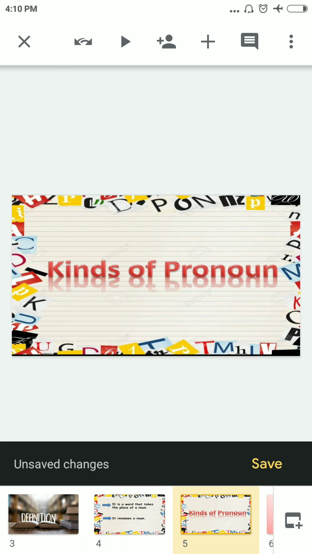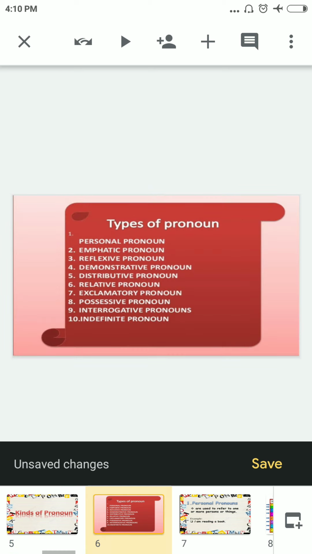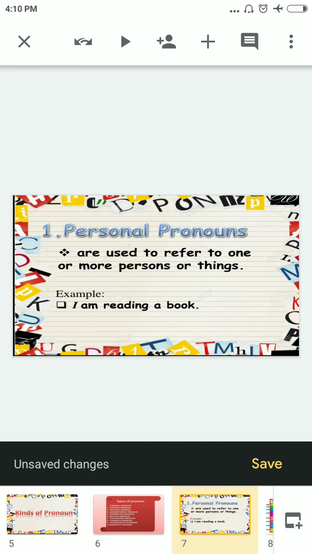As you know, dear friends, we get so many definitions of pronoun. Now we have to talk about the kinds of pronoun. To understand the pronoun in detail, we have to understand the kinds of pronoun. So which are the types of pronoun? First is personal pronoun, second emphatic pronoun, reflexive pronoun, demonstrative pronoun, distributive pronoun, relative pronoun, exclamatory pronoun, possessive pronoun, interrogative pronoun, and indefinite pronoun. Let's see all the types one by one.